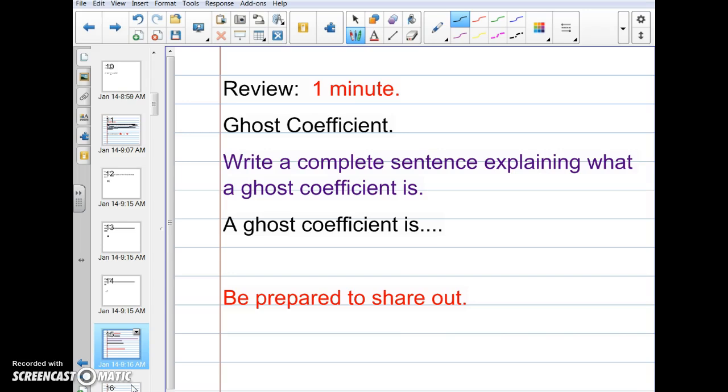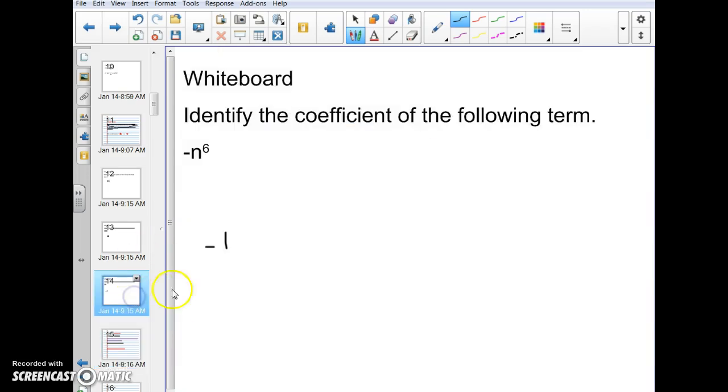Alright, so ghost coefficient. Copy this down, ghost coefficient, and then write a ghost coefficient is, and then complete the sentence. Now I'm not going to give you this one because that would be cheating, so be prepared to share this out tomorrow. So again, write ghost coefficient, and the ghost coefficient is, and think about what we did here.